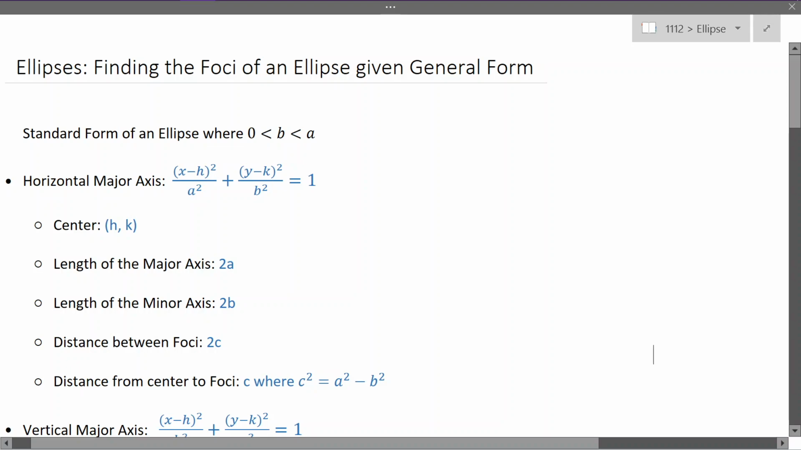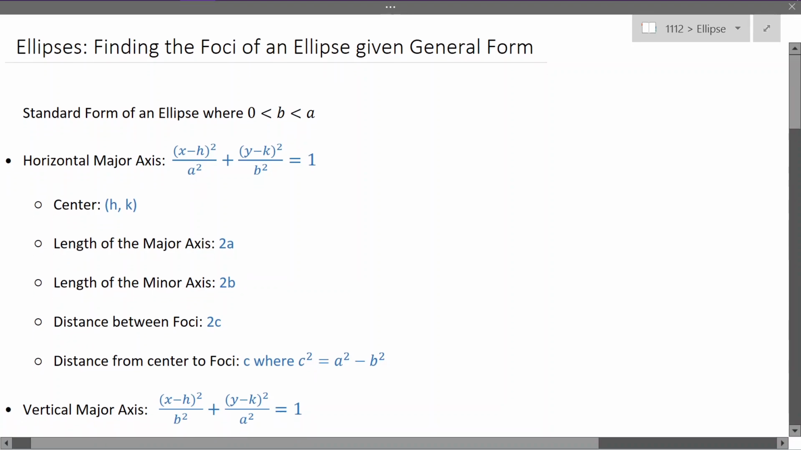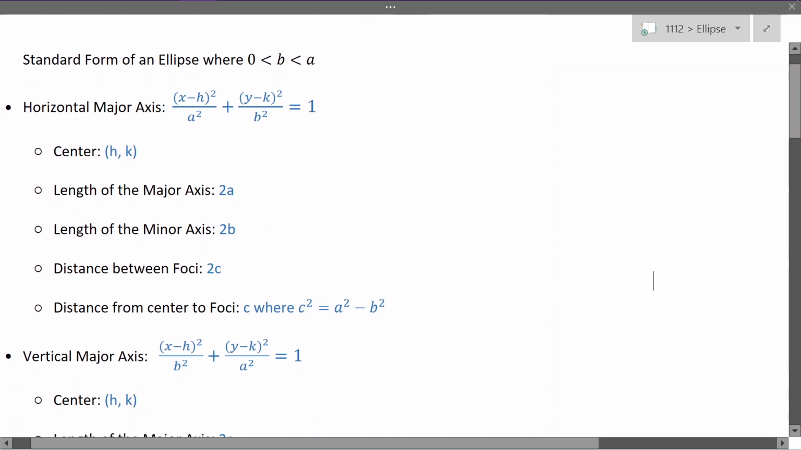In this video, we'll be looking at finding the foci of an ellipse given its general form. The standard form of an ellipse has 0 < b < a. So an ellipse with a horizontal major axis has standard form (x - h)^2/a^2 + (y - k)^2/b^2 = 1. It has center (h, k).